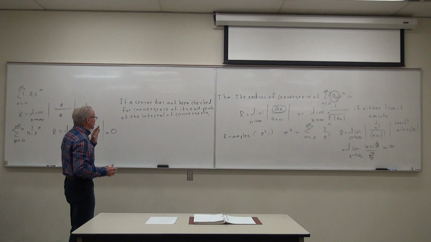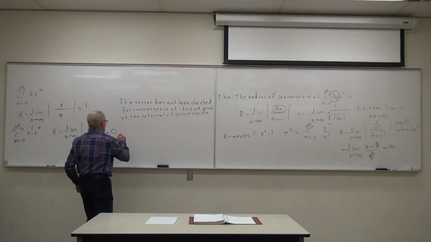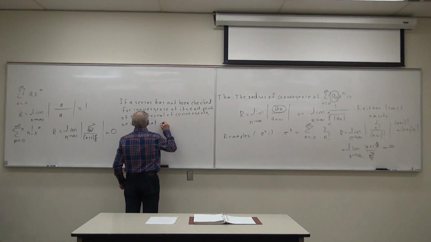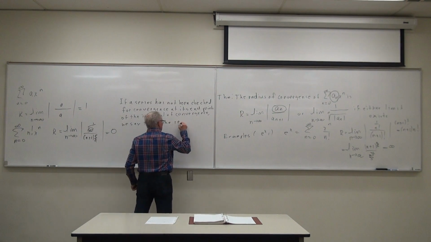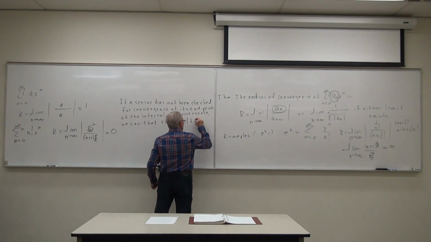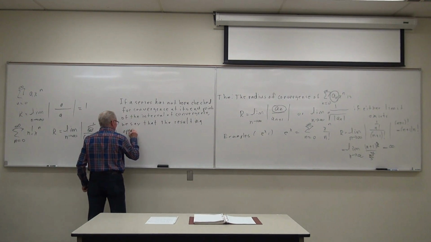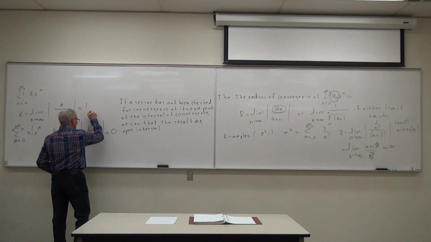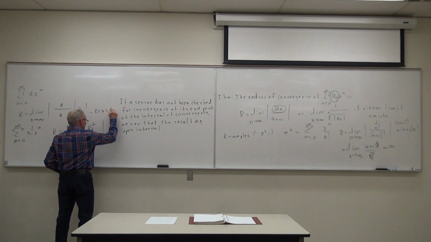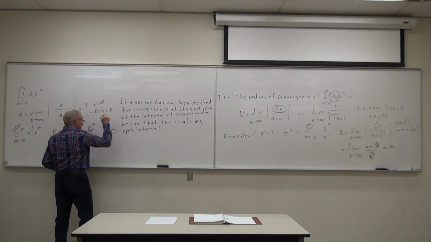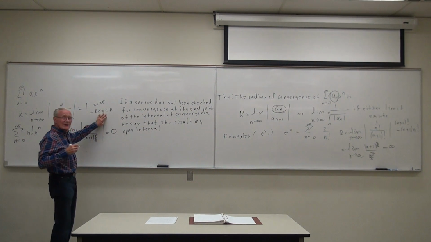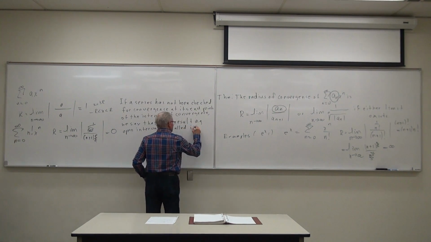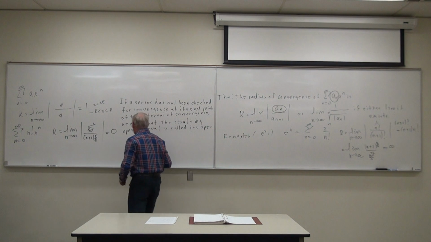If a series has not been checked for convergence at its endpoints of general convergence, we say that the resulting open interval, so we haven't checked. So what you're really talking about is this third scenario where you've got convergence for minus r less than x less than r, and you haven't checked out plus or minus r. If you haven't checked and you talk about this, that's an open interval, called its open interval of convergence.